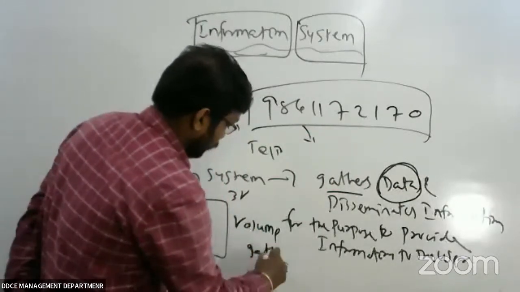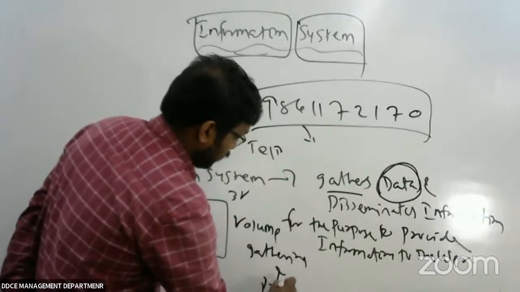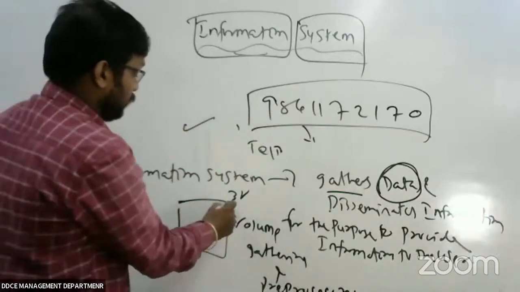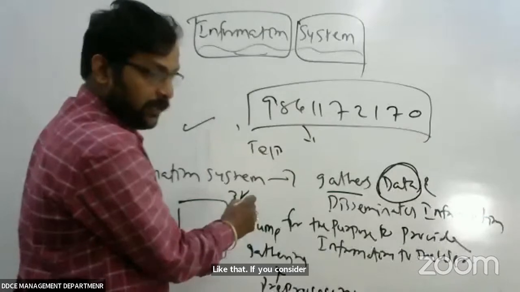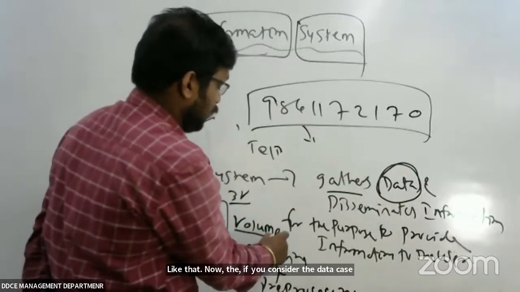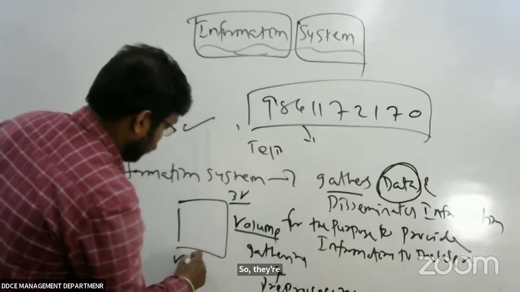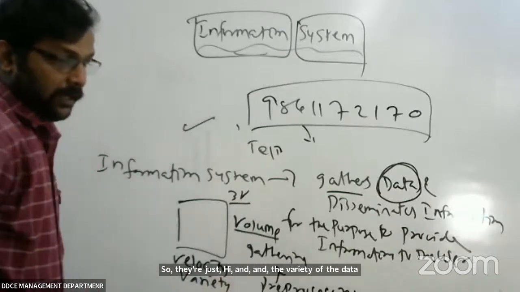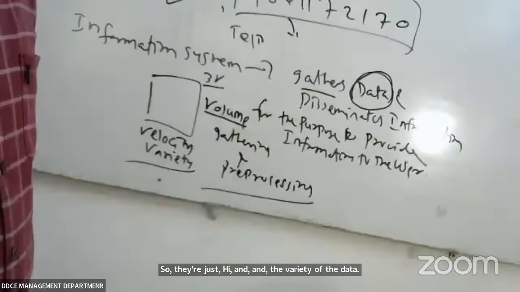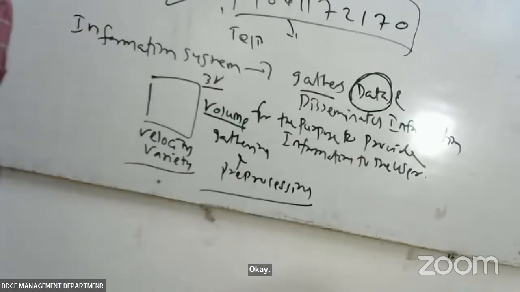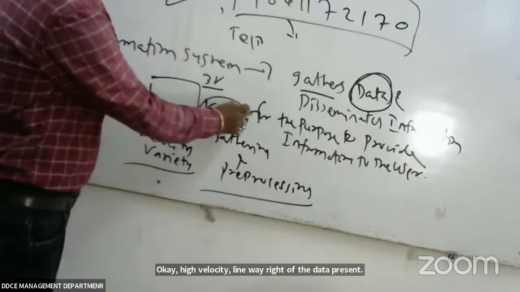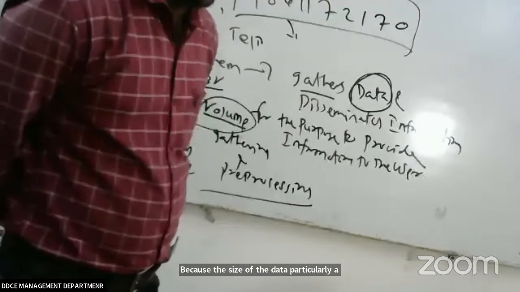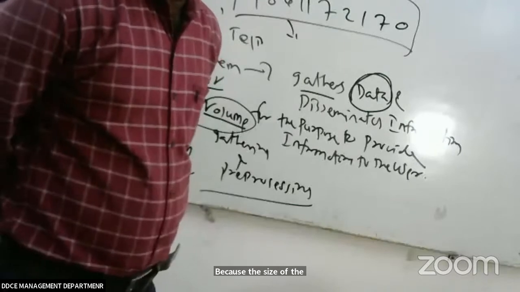So now what will happen, because the data collection, data gathering is the difficult one. Data gathering and pre-processing. Now, if you consider the data case, there is a high volume, high velocity, and a high variety of the data present. Volume means the large volume, because the size of the data is particularly referred to as the volume, terabytes of data.